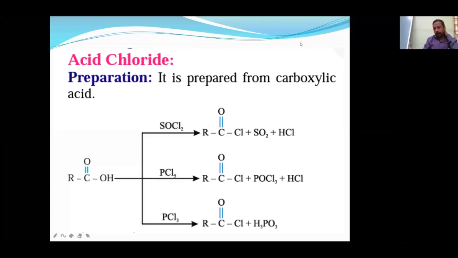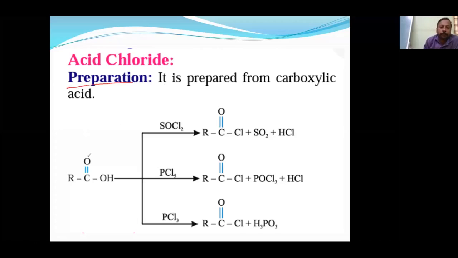Okay, after that, is the order of nucleophilic substitution understood? Actually, that is addition and elimination. First it will go for the addition, then it will go for the elimination. Addition plus elimination is equal to substitution. Now let us see the preparation method.